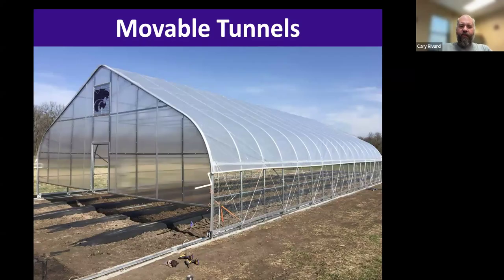The nice thing about movable tunnels is it allows you to utilize cover crops, utilize crop rotation. You're basically using a larger space with the same size high tunnel. So in this case, this movable tunnel is on a 200-foot long track and it's a 64-foot long tunnel. So we have three different positions that we can put it on so that we can practice better crop rotation and utilize the space outside the tunnel for growing cover crops and helping to build the soil.